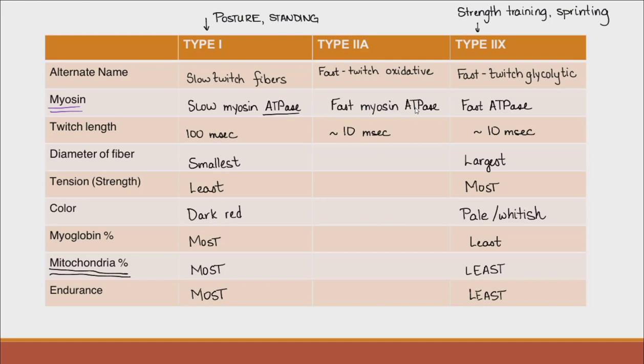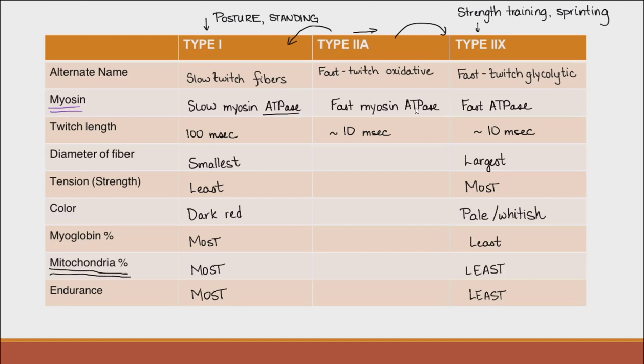Again, type 2X is maximizing strength at the expense of endurance, whereas type 1 is maximizing endurance at the expense of strength. Type 2A fibers tend to have a little more endurance and a little less strength than type 2X fibers. Moreover, type 2A fibers can be trained to be more like type 2X or more like type 1. They're never going to be type 1, but they can be more. You can train them to have more endurance, or you can train them to have more strength at the expense of endurance.